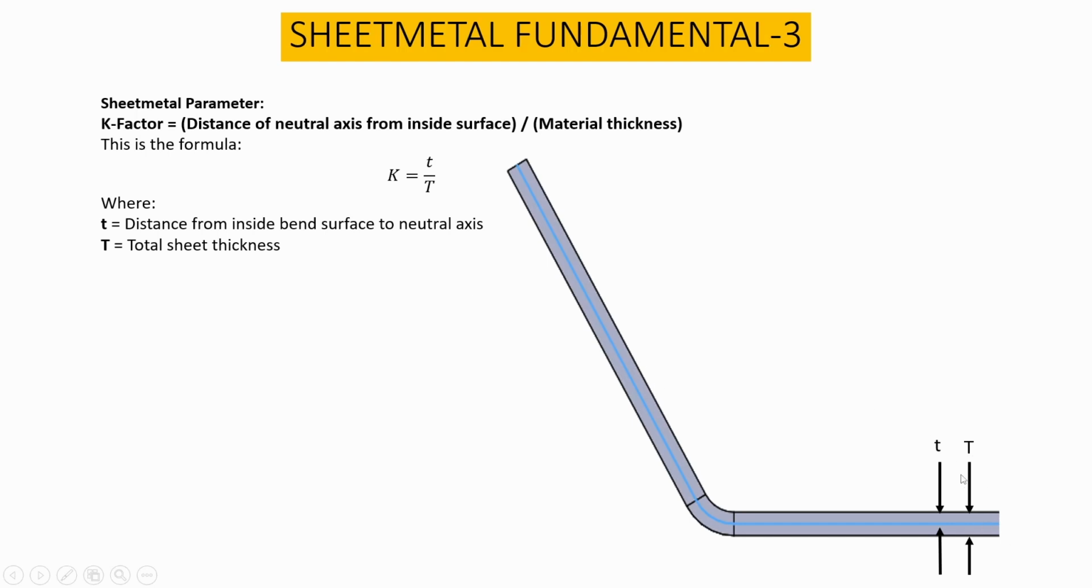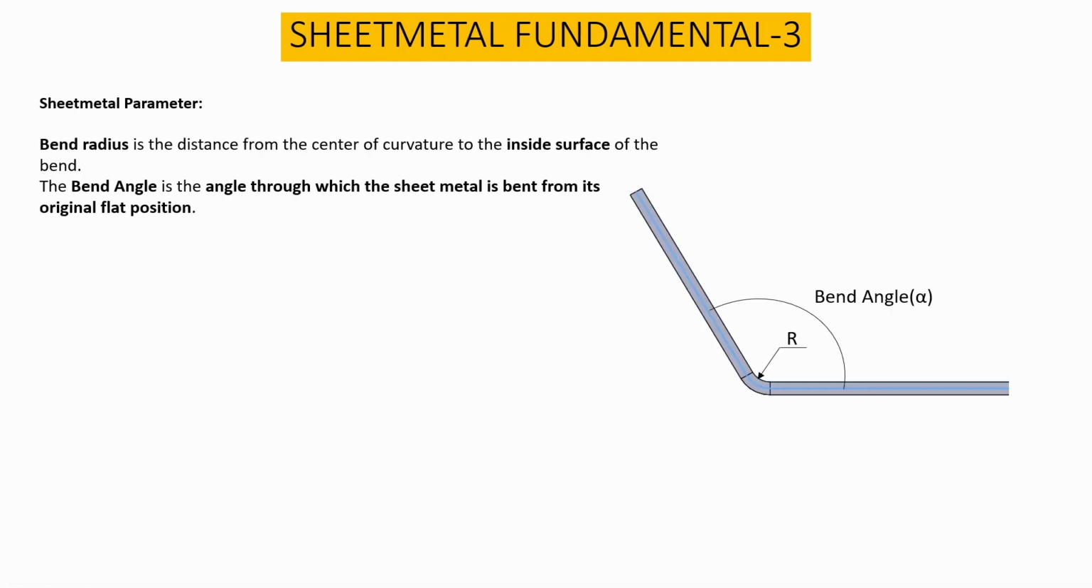thickness. As you can see, this is the neutral axis, and neutral axis is nothing but the line where no compression or extension happens. When the sheet metal is bent, it gets compressed in this region and gets extended in this region. So, a neutral axis is a line where no compression or extension happens, and small t is the distance of that neutral axis from the inside surface, and capital T is the thickness.